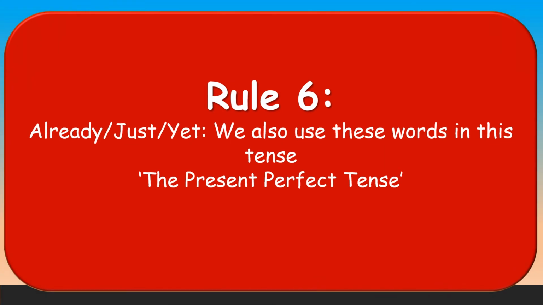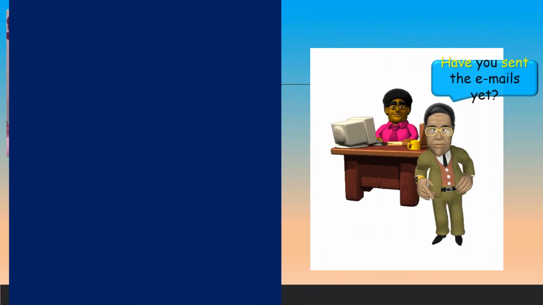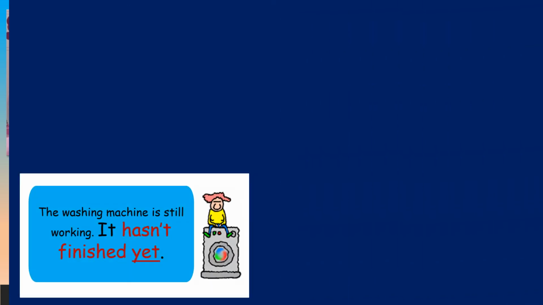Rule 6, already, just, yet. We also use these words in the present perfect tense. The room is dirty now. Have you sent the emails yet? Of course, boss. I've already sent them. The washing machine is still working. It hasn't finished yet.